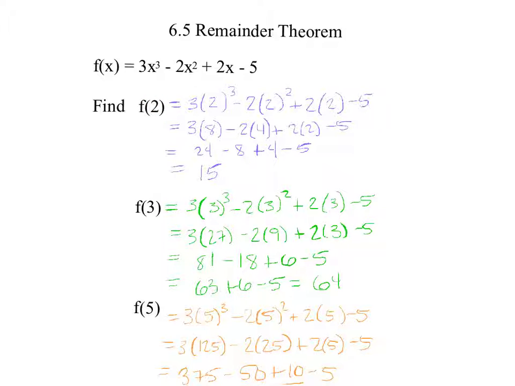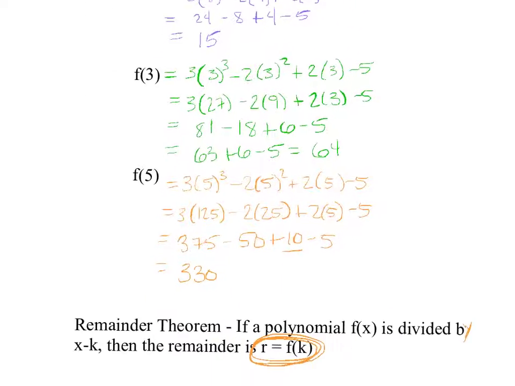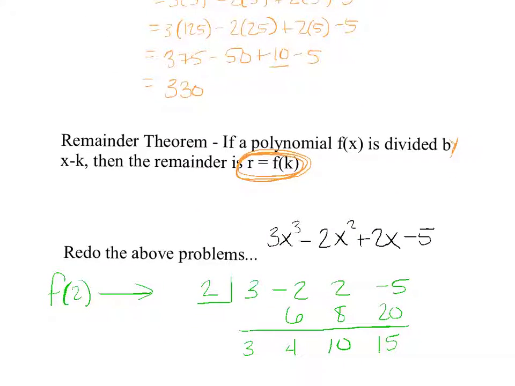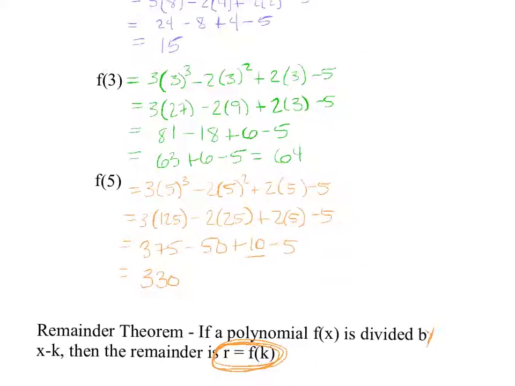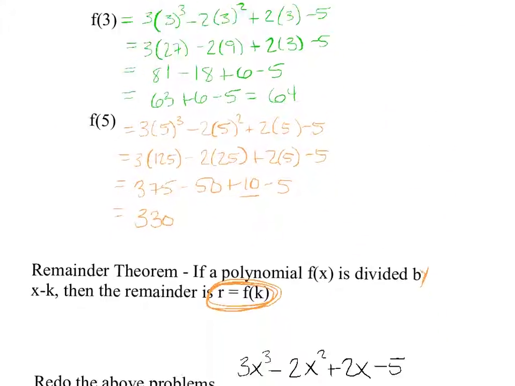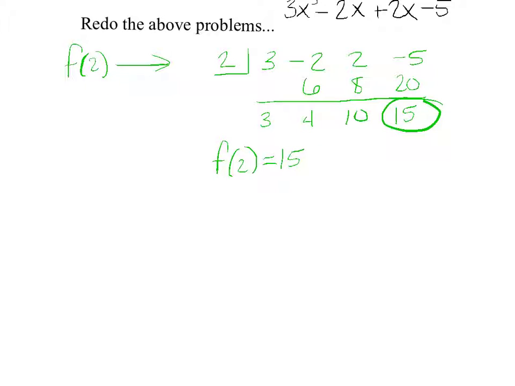See, here's the deal. For the remainder theorem, the remainder is the same as f of k, meaning f of 2 equals whatever you got as a remainder, 15. That's going to work no matter what problem we do. So what was the next one we did? We did f of 3, right? We got 64. Let's check it out and see if it does the same thing.